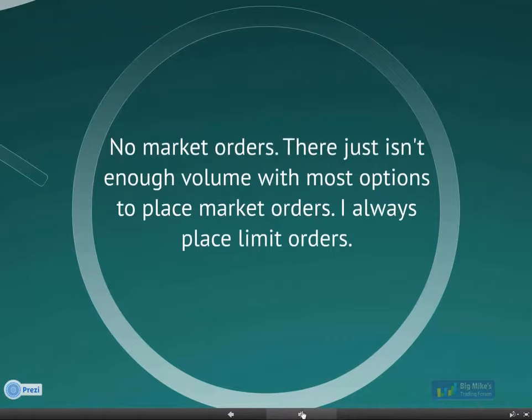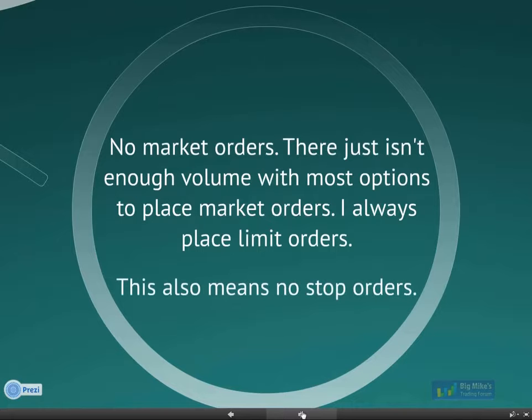And as I was saying before, no market orders on options. There just isn't enough volume with most options to place market orders. I always place limit orders. So that also means no stop orders, which would be nice to be able to do, but other than maybe a market that's extremely highly traded with big volume like ES, I would not place stop orders anywhere when selling options or buying them back.